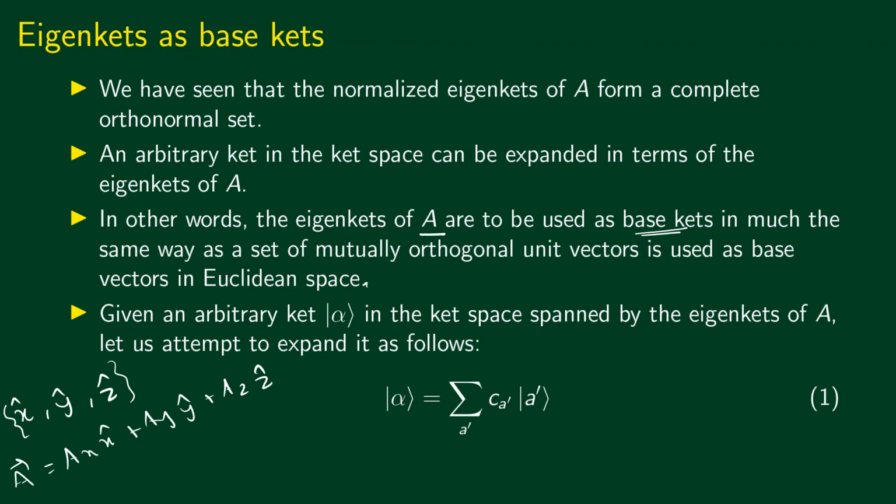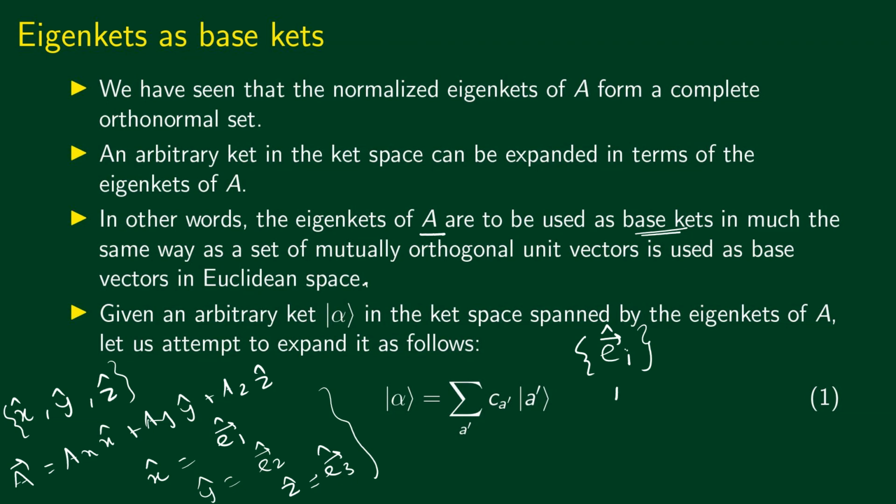Now, we can write this in a slightly different notation for convenience. We can write x hat as e1 vector hat, y hat as e2 vector hat, and z hat as e3 vector hat. So we can write the set of orthonormal base vectors as ei hat. This is a shorthand notation for the set e1 hat, e2 hat, e3 hat.